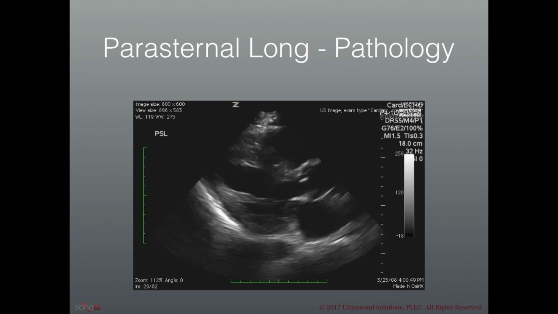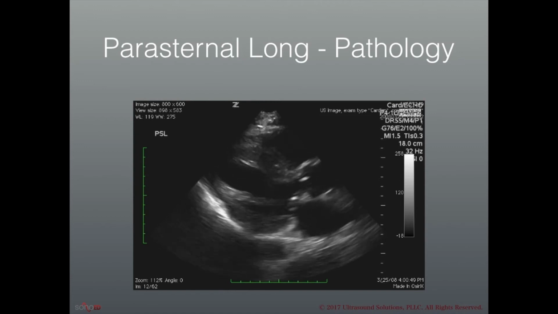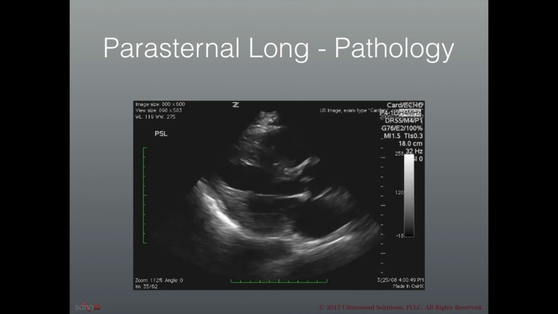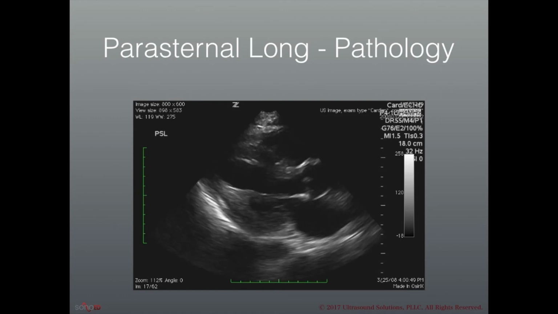Here's another example of a parasternal long view with a severely hypokinetic left ventricle. I would call this moderate to severe hypokinesis.